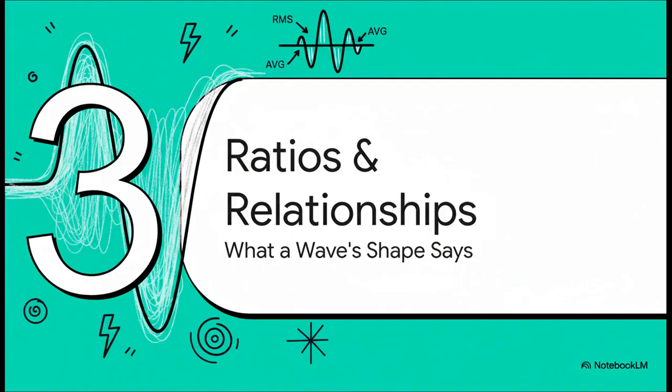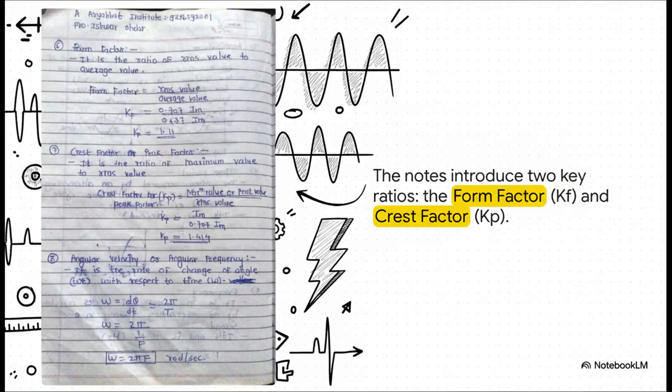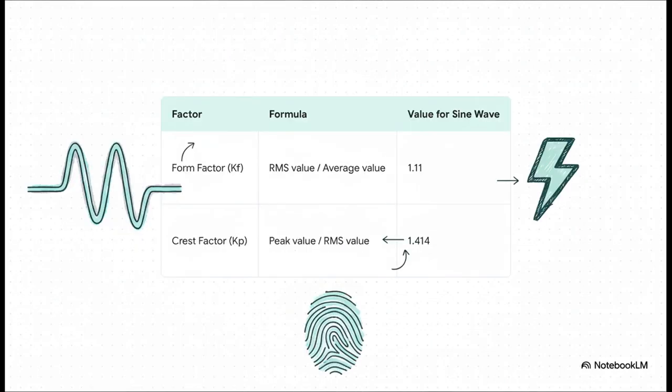Okay, so now we have our two key values, RMS and average. And this is where it gets really interesting, because the ratio between these values, it can tell us a whole lot about the actual shape of the waveform. So the notes introduce these two really powerful ratios, the form factor and the crest factor. You should think of these as quick diagnostic numbers. They tell an engineer about the quality and shape of an AC wave without even needing to look at the graph. We've cleaned up the formulas from the notes right here into this table.